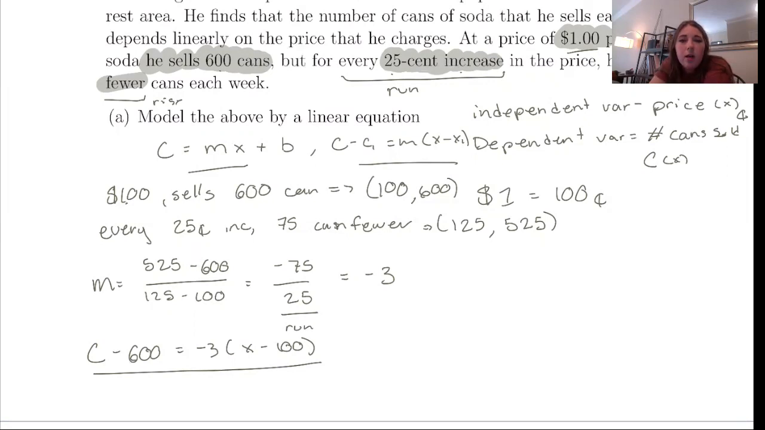He is okay. And then for every 25-cent increase, so at 125 cents, we sell 75 cans fewer. So 75 fewer than 600 is 525. So that's how we got our second point to then plug into our average rate of change or our slope definition. They're the same because linear equations have constant average rates of change, and that's how we got -3. All right. And then we made our linear equation using the point-slope form because we had a point and we had the slope.